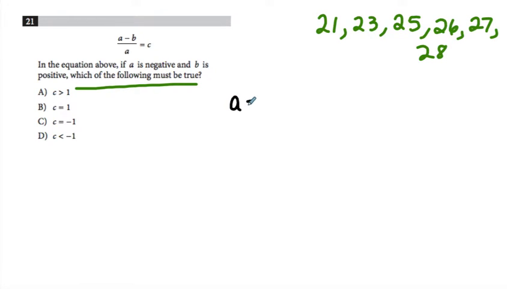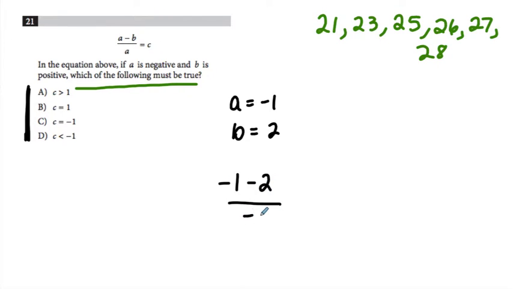So I'm just going to let a be -1. And I'm going to let b equal 2. And I'm going to plug them directly into this equation to see what's happening with c, because the question is asking, basically, what do you see happening to c? All right, so if a is negative, that means we get -1 minus 2 all over -1. That's going to give me -3 all over -1, which is going to give me 3.